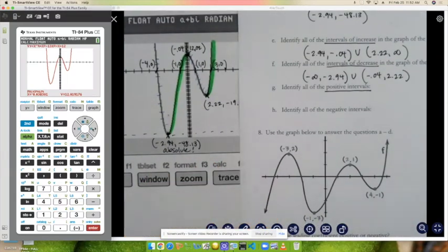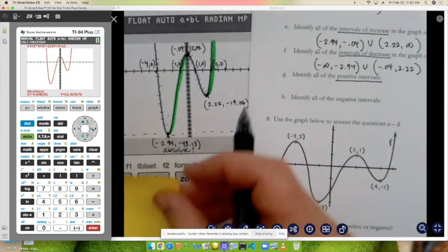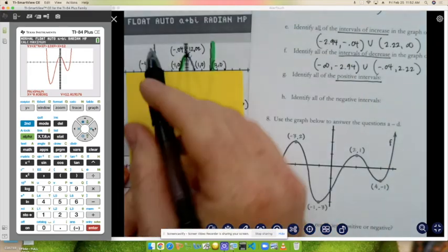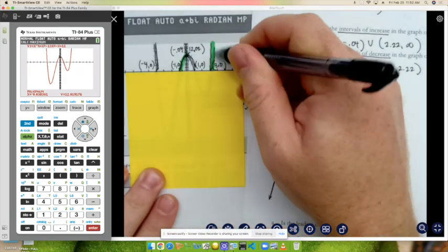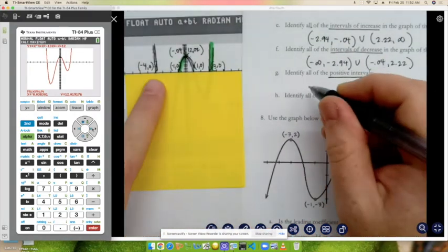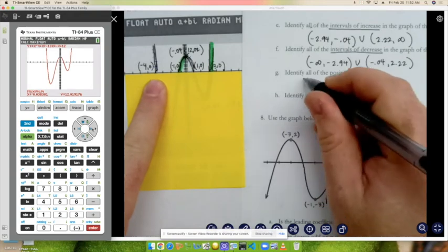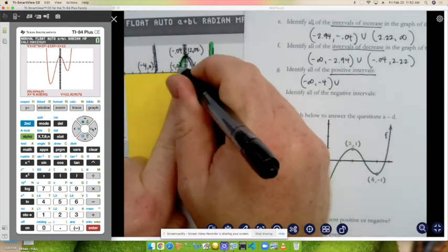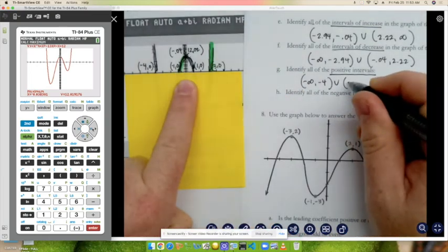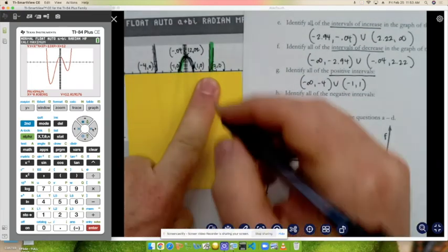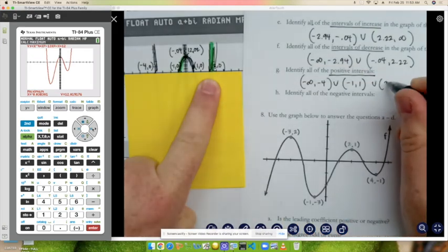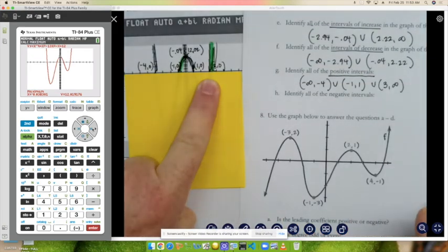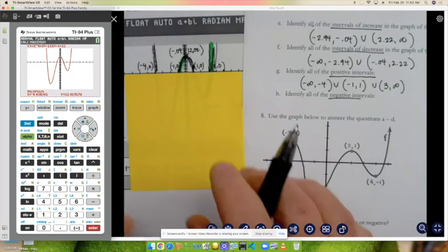Positive intervals. That is, where is the graph positive? So I'm just going to grab this sticky note and cover up the negative part, and let's look at the three places where the graph is positive. You have one chunk of positiveness everywhere between negative infinity and negative 4. Then you have this little peaky bit in the middle. That goes from negative 1 to 1. And then anything beyond 3, so from 3 to infinity.